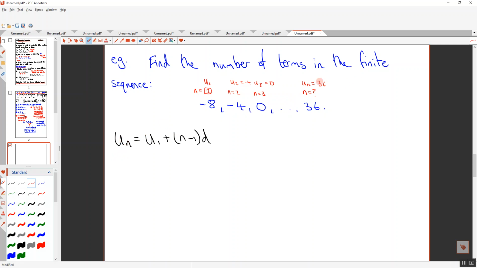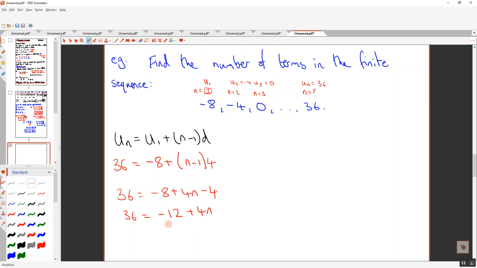UN is 36, okay? U1 is -8. N is what we are trying to find because we want to find out how far along here we are going. We know that D is +4. So I am solving this for n. I've got 36 equals -8 plus 4 and -4. -8 take away 4 is?